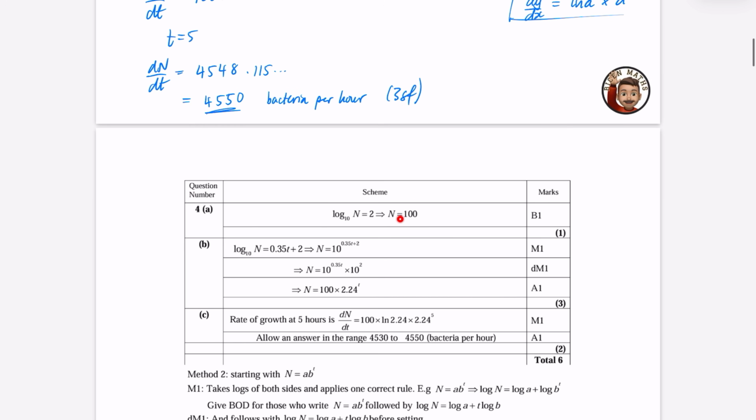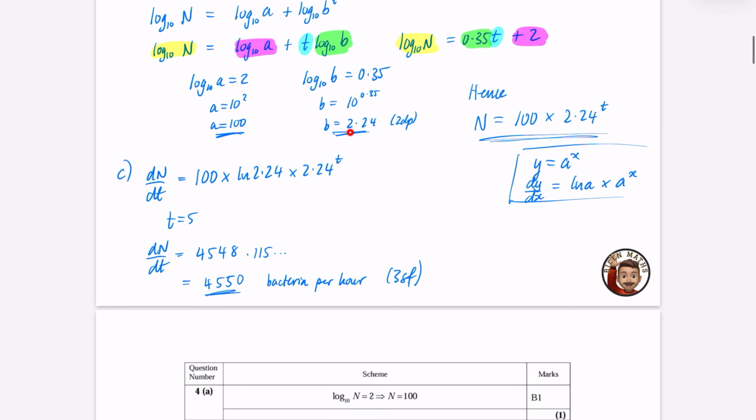So we do have the 100, we did get the 100 and the 2.24 for our model, and we did have this anything from the range of 4,530 to 4,550. The reason that's there is because of that rounding that happened with 2.24, so if you use the more accurate version, perhaps you would have had a lower thing for this.